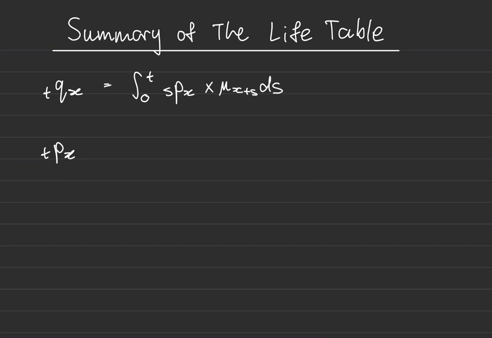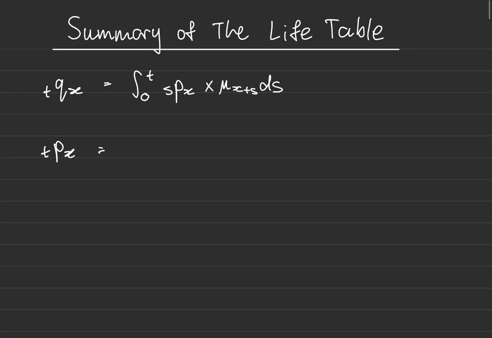Okay, so maybe I'll first explain what sPx is and what mu x plus s is, and then we can go and understand that. Okay, so tPx is the probability that a life now aged x lives for the next t years. So it's still alive after t years, so it's still alive at age x plus t. Okay, so this is when he dies within the next t years, and this must be he doesn't die, so he lives until the end of t years.